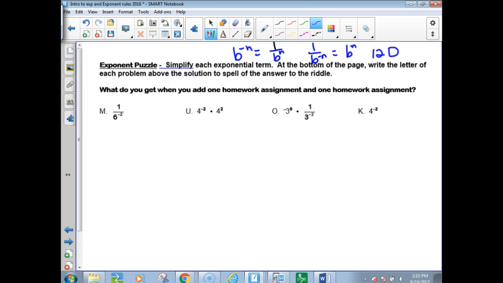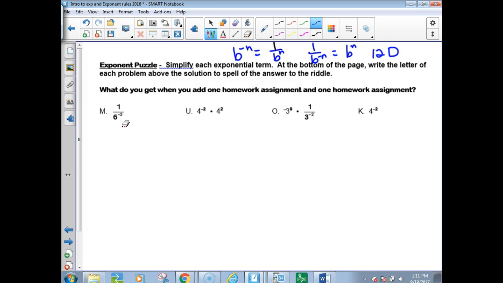B to the positive n. Yeah, so you'd flip it over basically and change it. Okay, so if it's up in the numerator, it can go down and become positive. If it's in the denominator and it's negative, it can come up and be positive. So we don't use any negative exponents in our answers ever. You're never allowed to leave them in your answer.